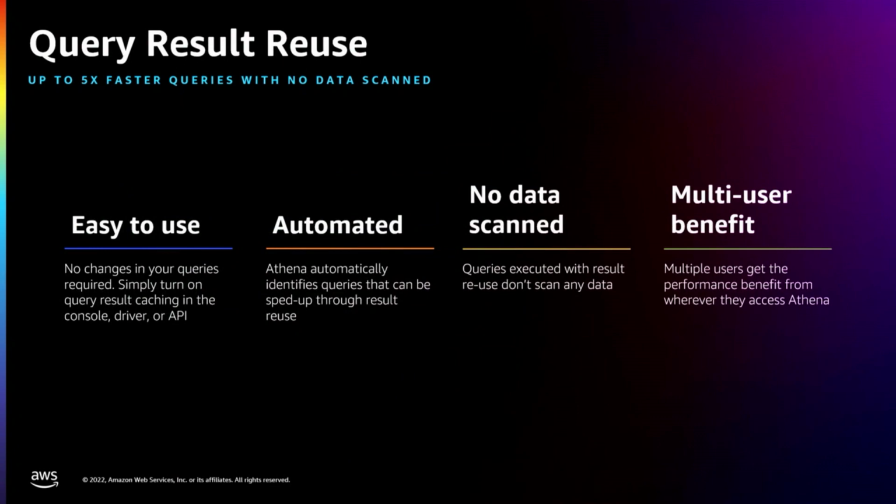So stepping back, query result reuse is available today, and it's built for Engine version 3. It's easy to use, requiring no changes in your SQL queries to get started. It's automated, meaning Athena automatically identifies the queries that can be accelerated and automatically returns the cache result for those queries without scanning any data.